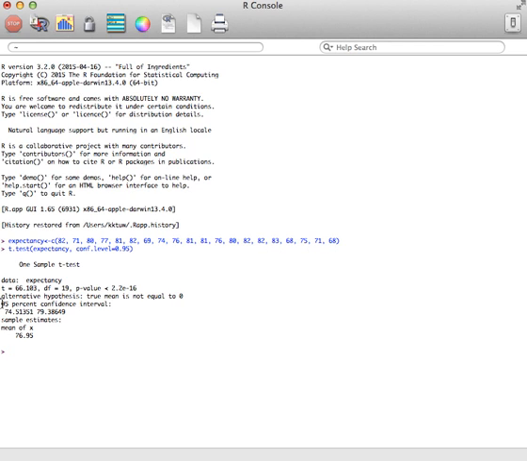And here is my 95% confidence interval, which is what I was looking to calculate, and it goes from 74.5 to 79.4 years, I assume, because I believe this is life expectancy in years. And that's all there is to calculating this.